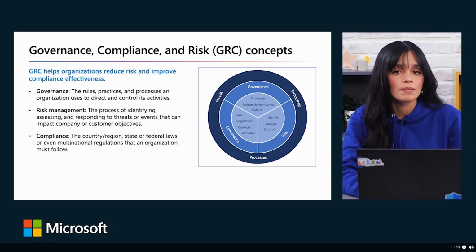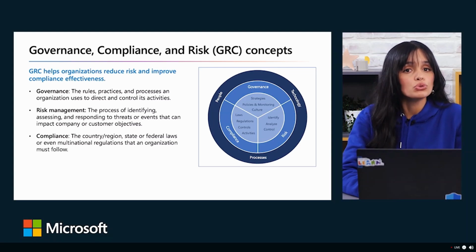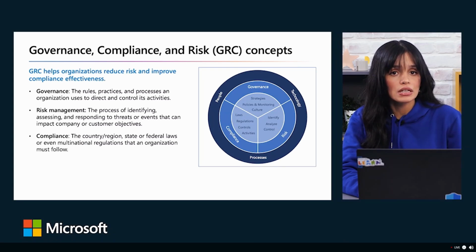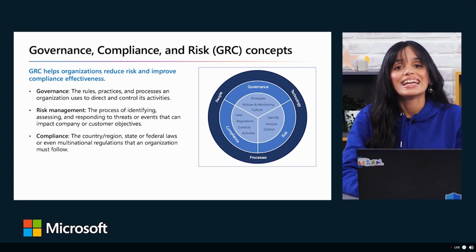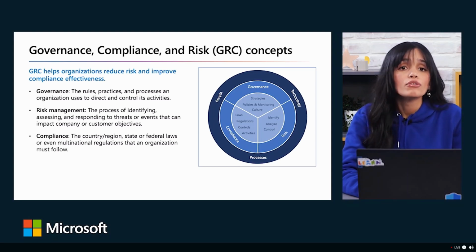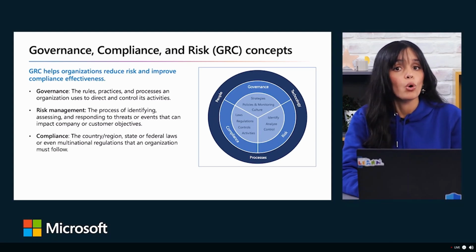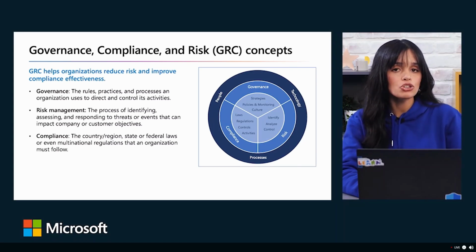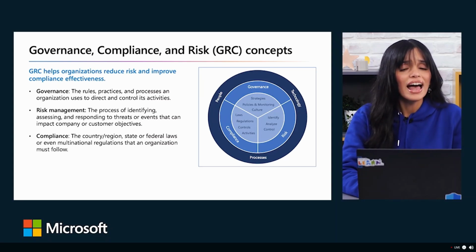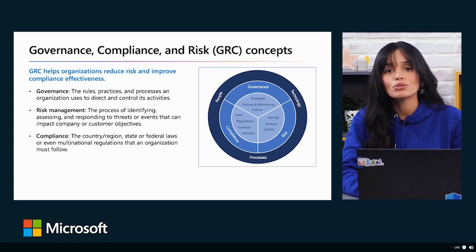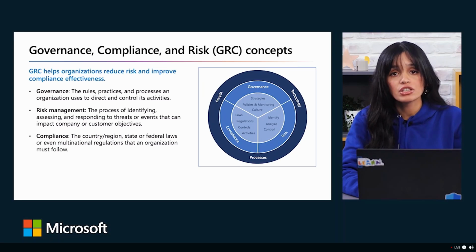First, governance. Governance is the system of rules, practices, and processes an organization uses to direct and control its activities. Many governance activities arise from external standards, obligations, and expectations. For example, organizations establish rules and processes that define the who, what, where, and when users and applications can access corporate resources and who has administrative privileges and for how long.